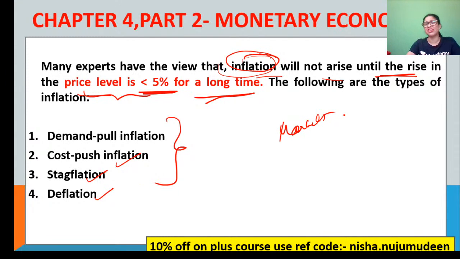What is demand pull, guys? When there is too much demand exceeding the supply. Demand is there from the people, but the supply is less. That is demand pull inflation.